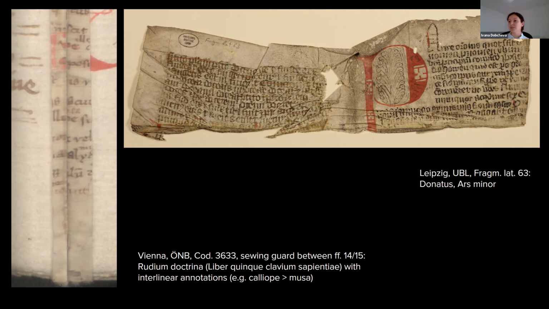And in this case, we actually have the beginning of the work together with the end, with already the declination. So we could say that this was quite a pocket book, perhaps a booklet, which in one quaternion contained the whole work of Donatus.